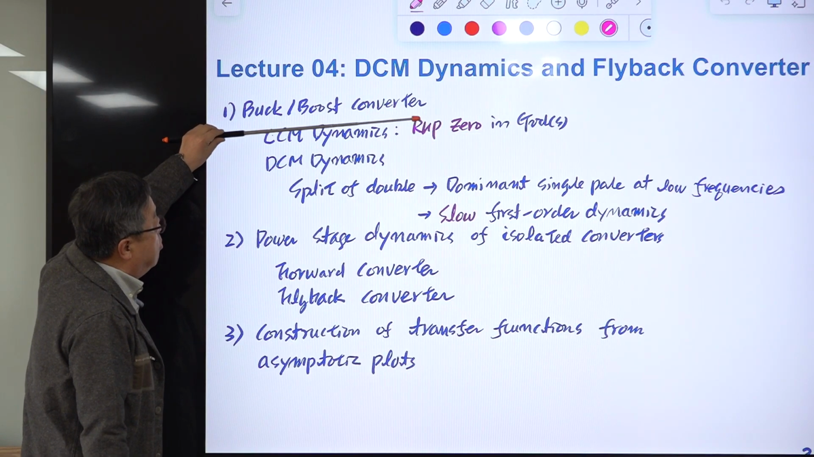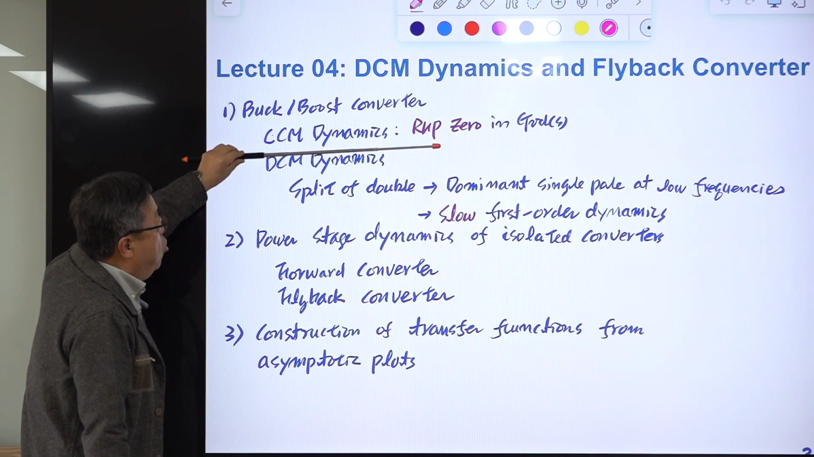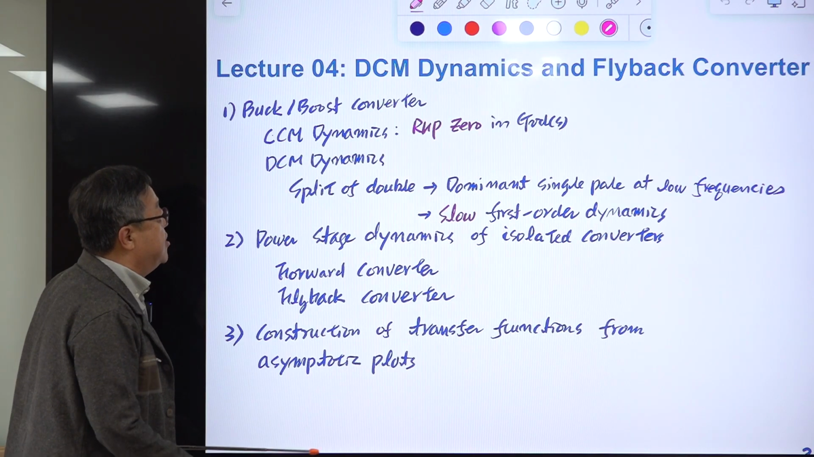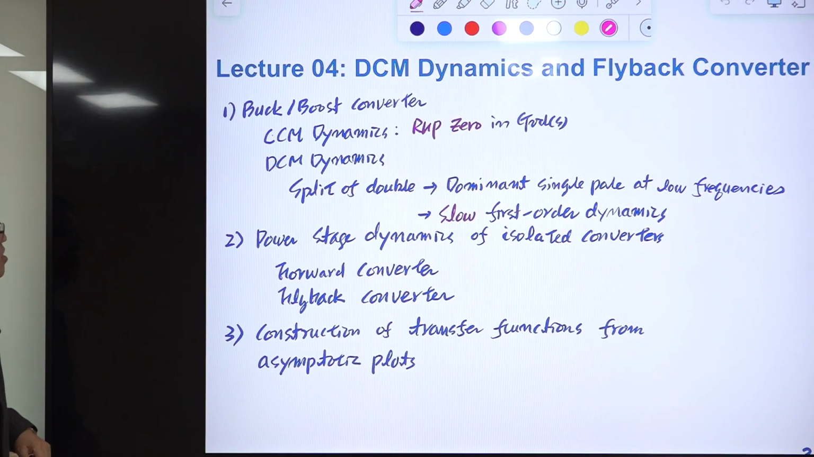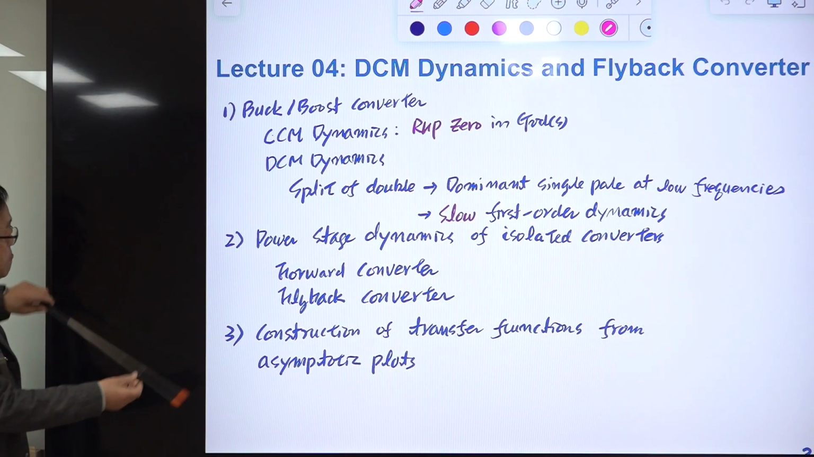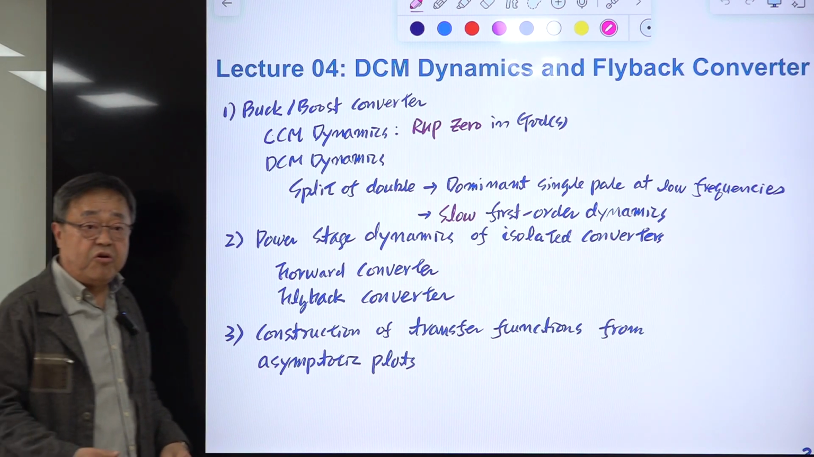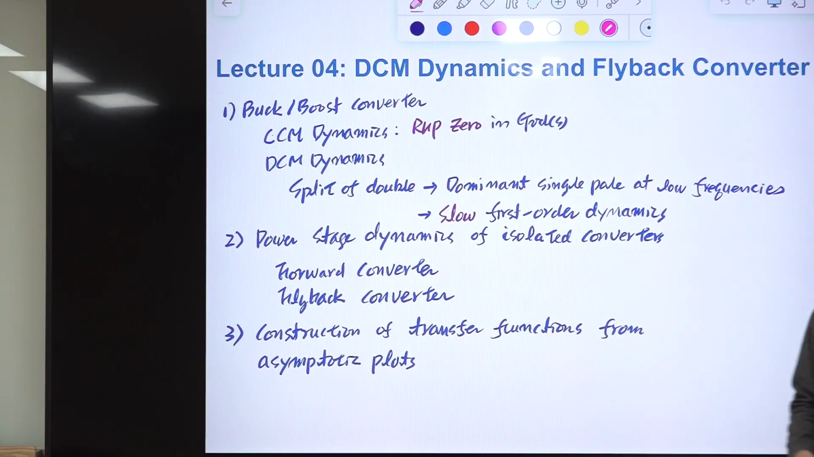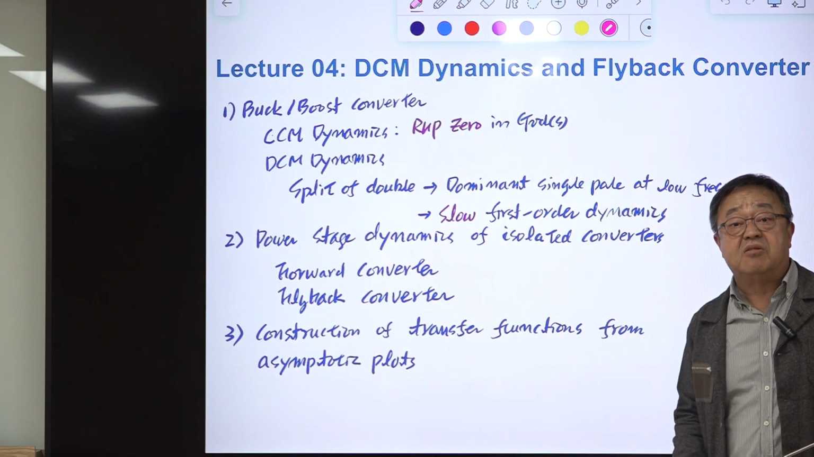Using this buck boost converter, we investigate the dynamics of all the three converters, and the buck boost converter will show the RHP zero in its duty ratio to output transfer function, and we'll discuss the DCM dynamics of this converter, what kind of change occurs in the dynamics of a converter if the converter goes into DCM operation. Actually, we went through this topic in the previous lecture, maybe 1 month ago.